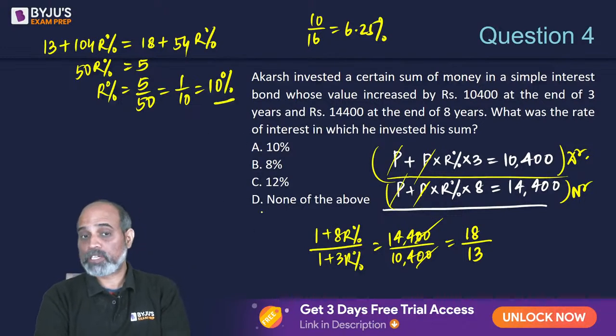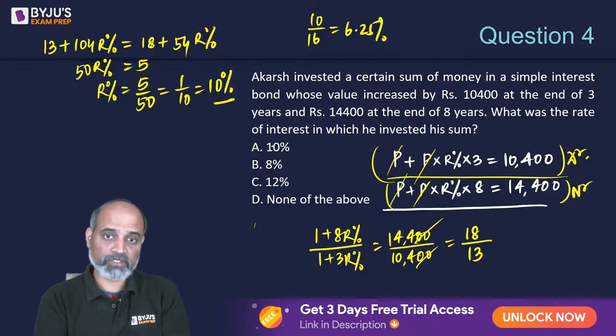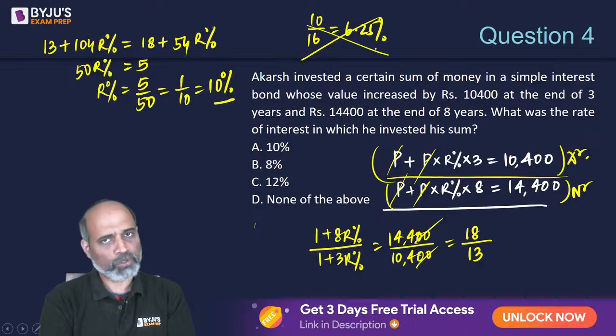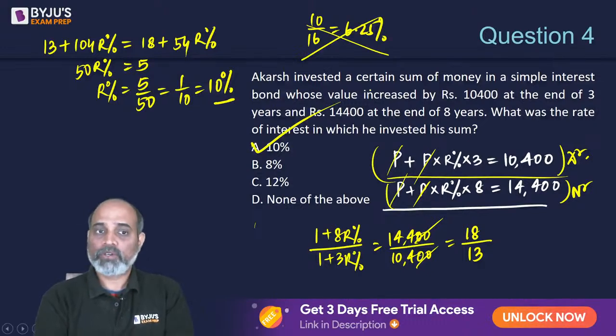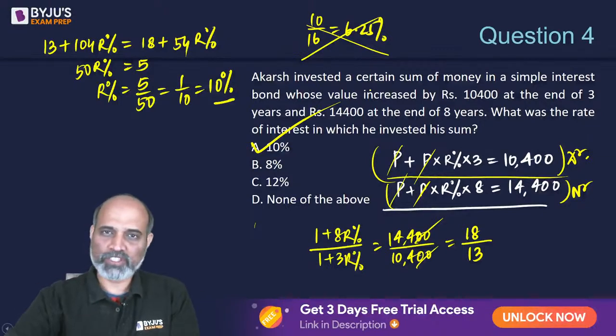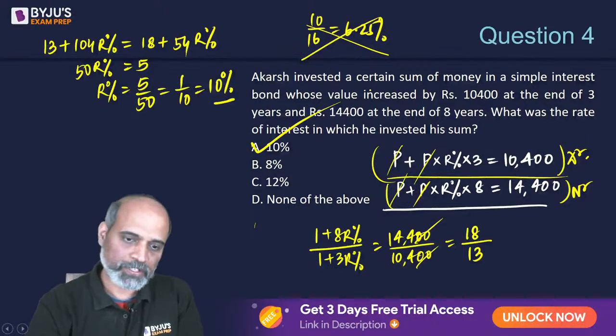So if there had been a mistake, it would have been marked none of the above, because none of the 3 options were matching. We are getting around 6.25, okay? Though it was not required. So now A becomes the answer. So this is one way to solve this, which was completely using the formula, cross multiplying, solving the equation.